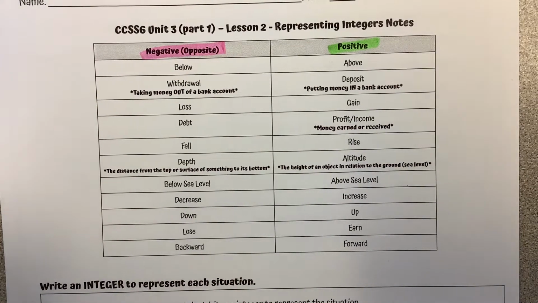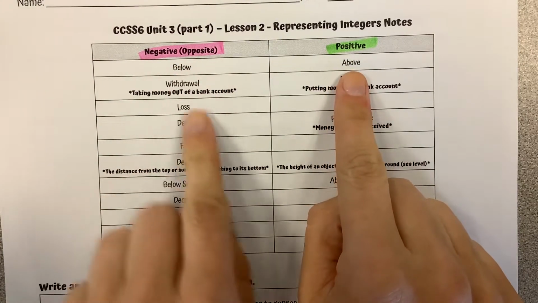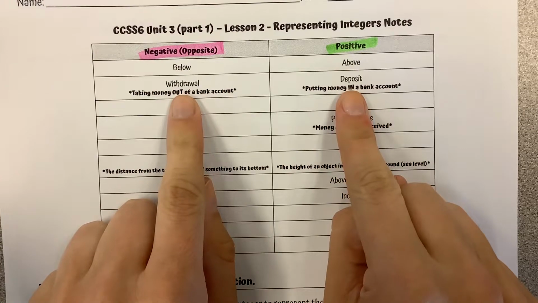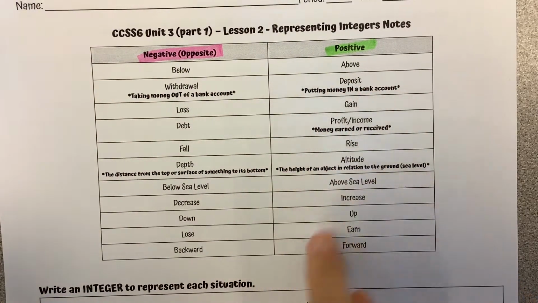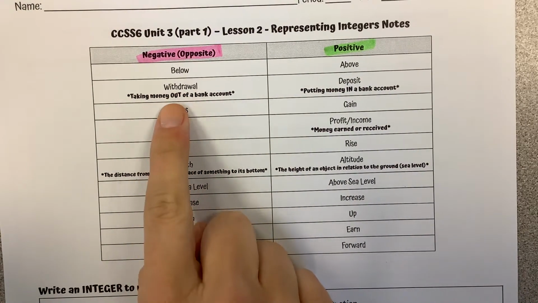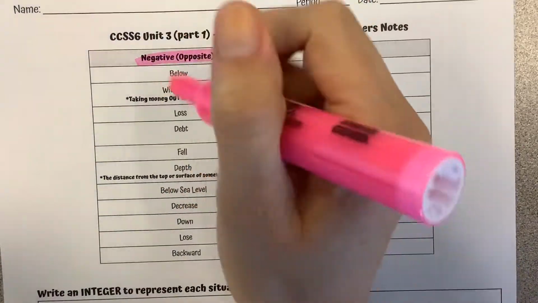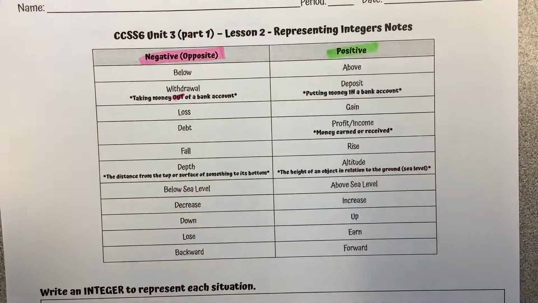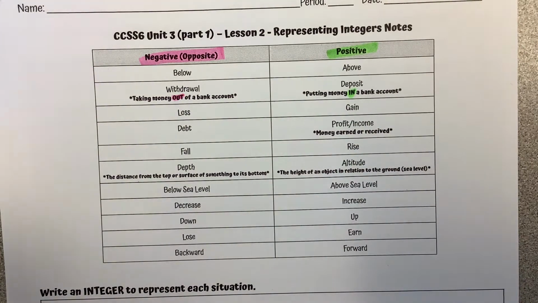So on this chart, we've got a lot of words that you're going to see, and we have them paired with their opposite. So below is the opposite of above. Withdrawal is the opposite of deposit. Loss is the opposite of gain. And then for a couple of these words that maybe you don't know, we put a little definition underneath it. So withdraw means to take money out of a bank account, right? And that's why, because specifically it has that you are taking it out, okay? Versus deposit is you're putting money in the bank account, okay?